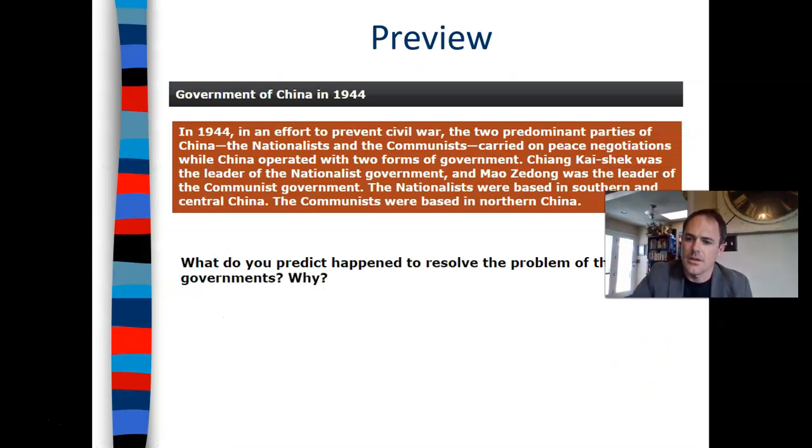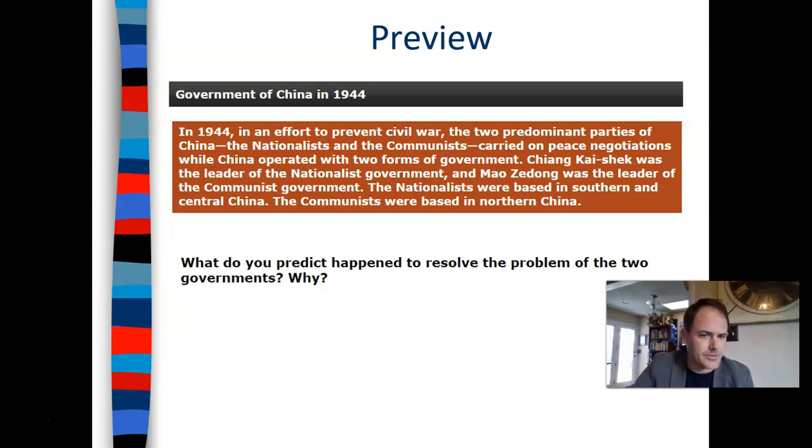So, Government of China in 1944, here it goes. In an effort to prevent civil war, the two predominant parties of China, the nationalists and the communists, carried on peace negotiations while China operated with two forms of government. Chiang Kai-shek was the leader of the nationalist government and Mao Zedong was the leader of the communist government. The nationalists were based in southern and central China. The communists were based in northern China.